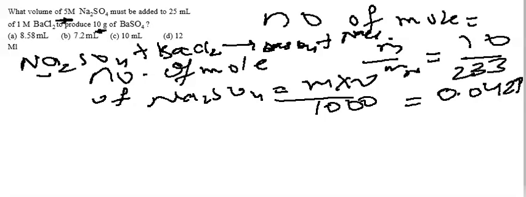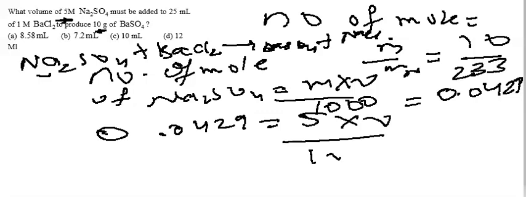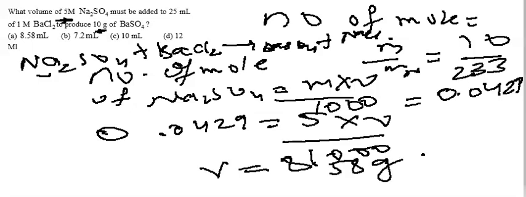So the number of moles will be equal also. So it will be 0.0429, which is equal to molarity, which is 5, multiplied by volume divided by 1000. So we have to find out the volume. Volume will be 8.58 ml. So option A is right for this.